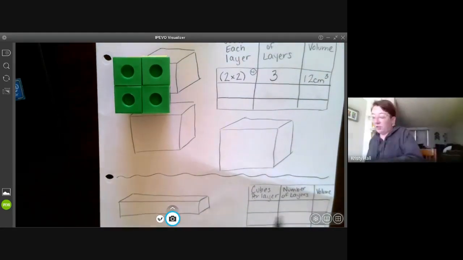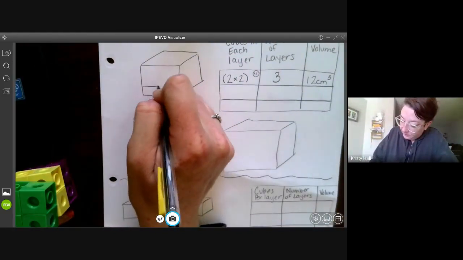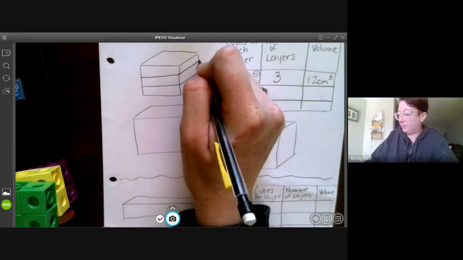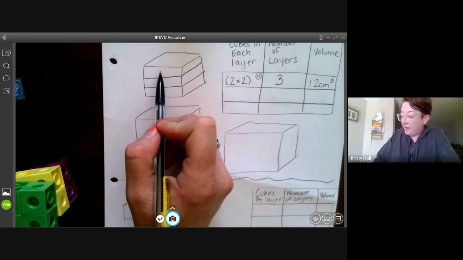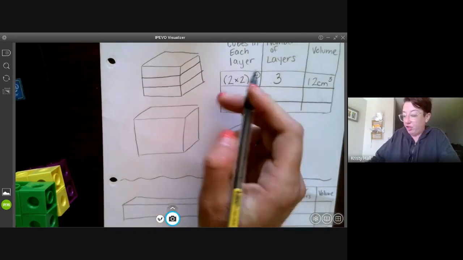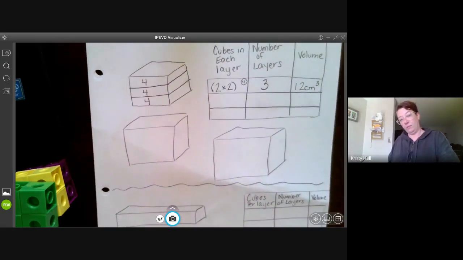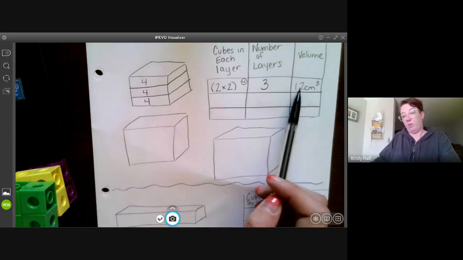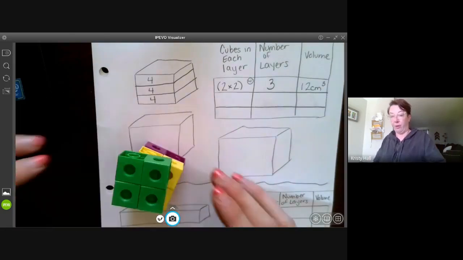Okay, so let's draw that. I had 3 layers. So I'm going to draw 2 lines. And in each layer, I had 2 times 2, which is 4. So each layer had 4 blocks. So 4 times 3 gave me 12. Okay. Now we're going to partition another way.